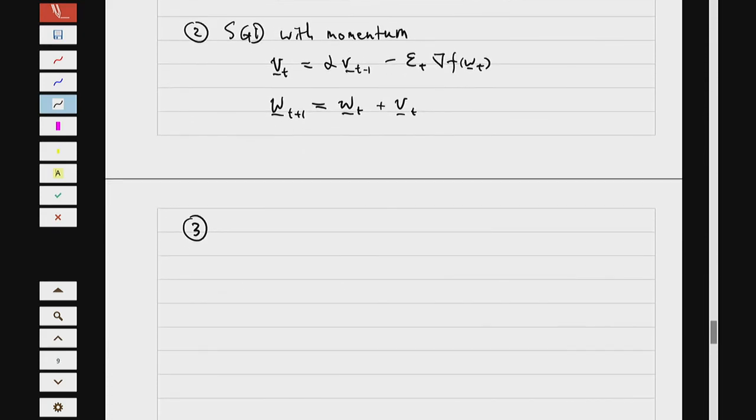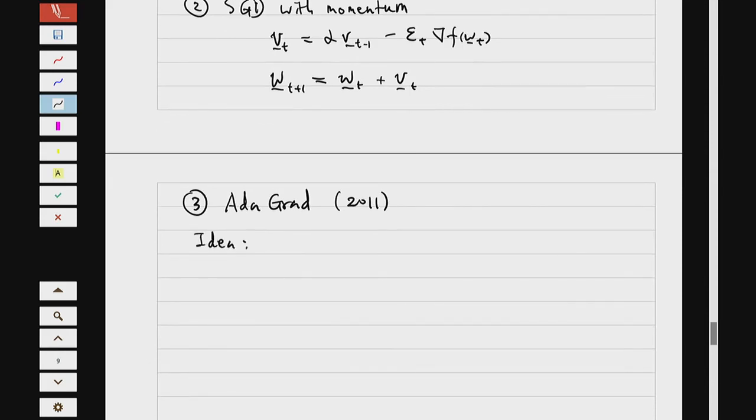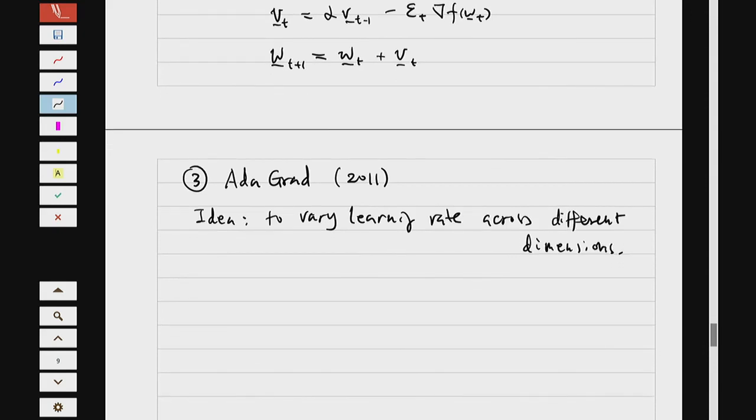And this is the idea of AdaGrad, adaptive gradient. AdaGrad method, 2011. So the idea is we want to vary the learning rate across different dimensions. Yeah. So how do you do that? Well, you want to remember the gradient in the past, and then use that to adjust your step size.